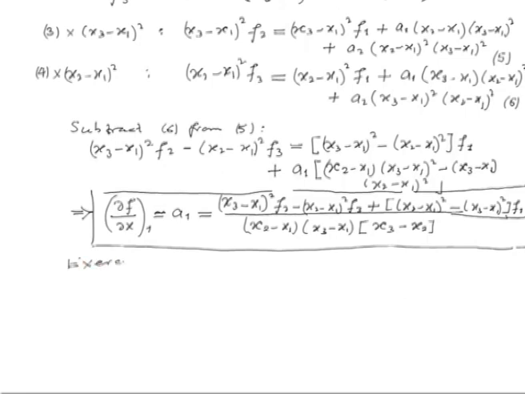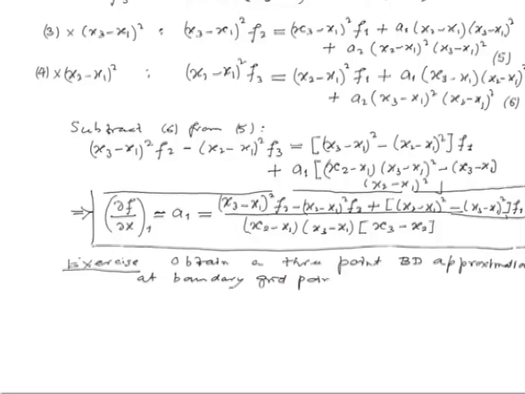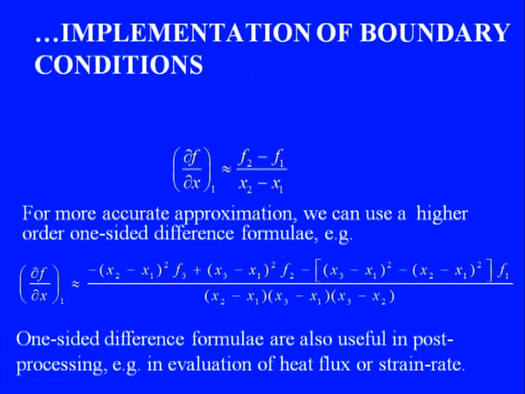A similar formula you can obtain for point n, so I would put that as an exercise: obtain a 3-point backward difference approximation at the boundary grid point capital N using polynomial fitting. The equation can be considerably simplified for uniform grid spacing. Okay, this is just a recap of the formula which I've just derived.